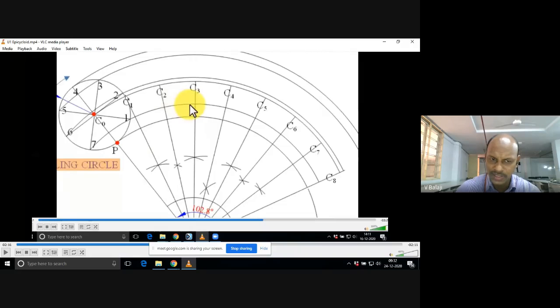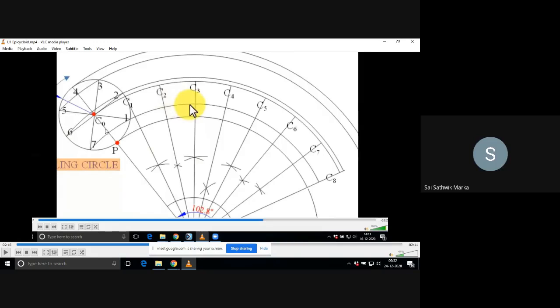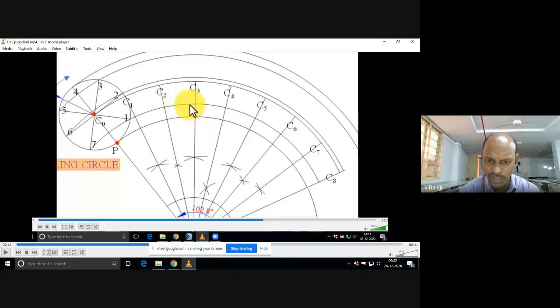Take the same center, C1. Radius is what? Circle radius, that is 25. Never say 2.5, always tell me in millimeters. Okay, 25. By default, our assumption is all dimensions are in millimeters. So C1 as center, take the radius. The radius is always constant. Don't change the compass radius. Set the radius fixed at 25 and just move the centers only.